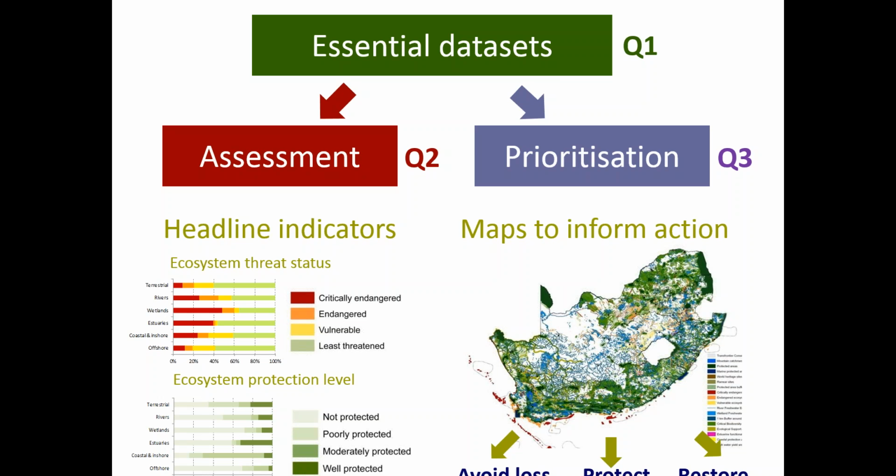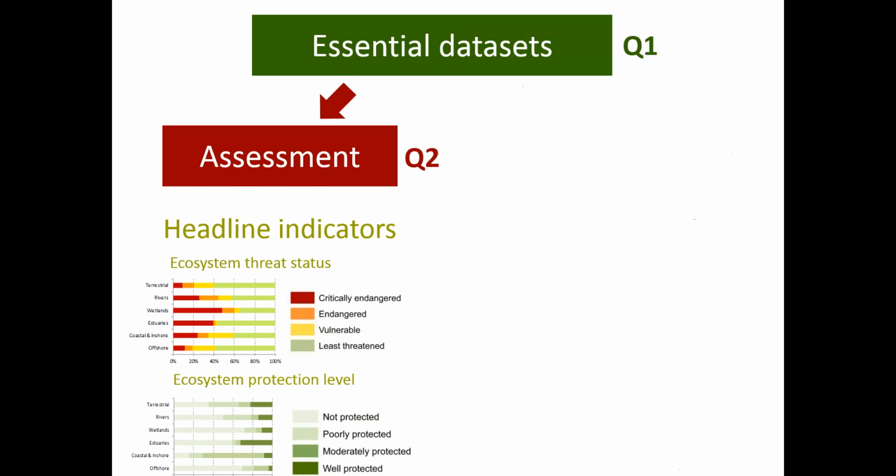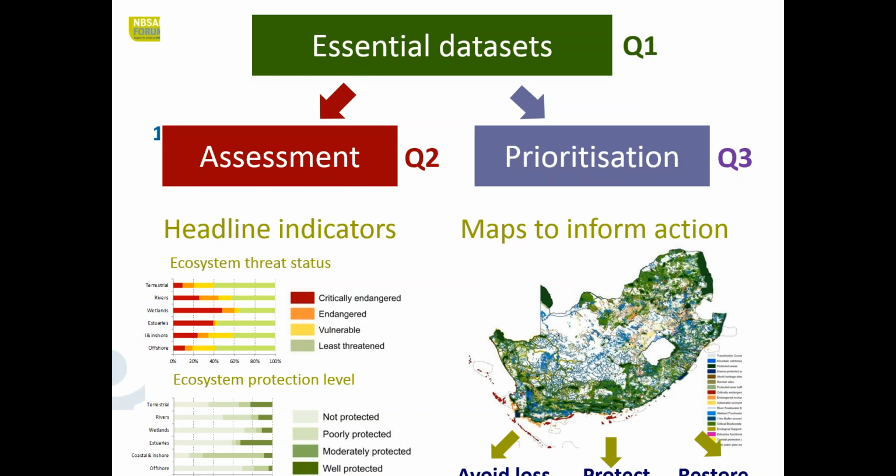We also want to expand our formal protected area network, and then in some cases we need to restore degraded ecosystems. And the maps from the prioritization can guide all three of those different types of actions. So that gives you a quick overview of how the approach that we're going to present responds to the three key questions. And Stephen will say quite a bit more about that.